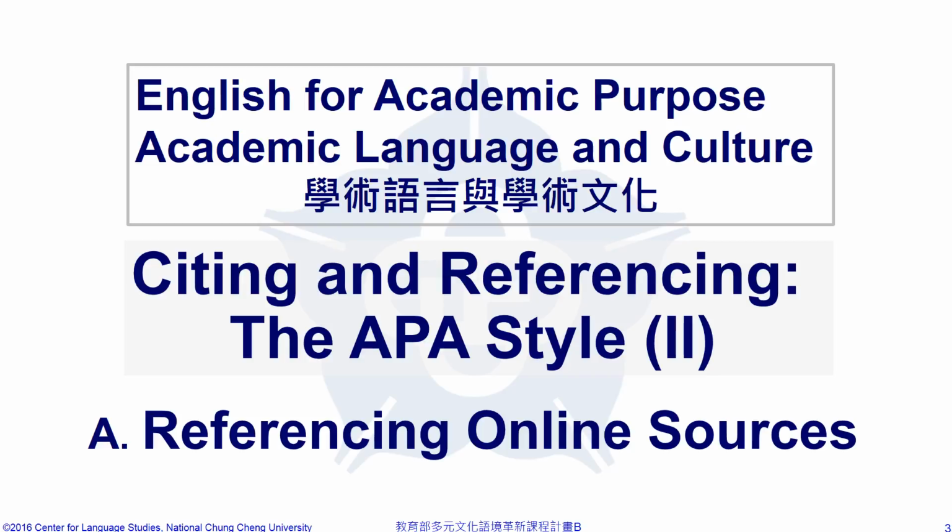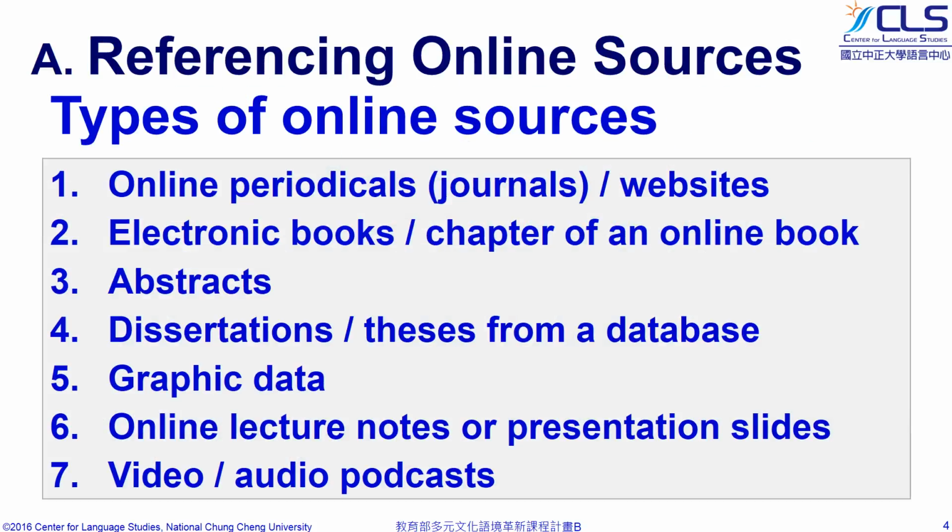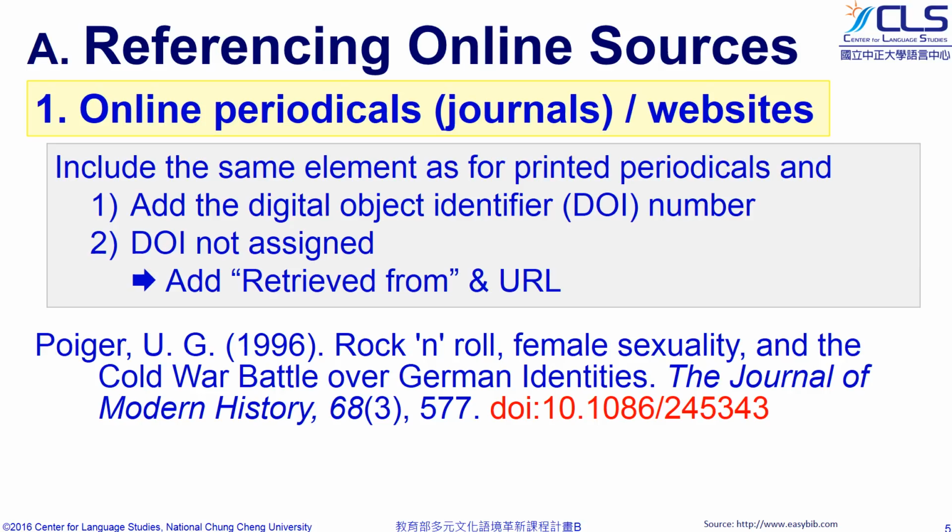Now let's begin with the APA rules for referencing online sources. These are common types of online sources in academic settings, such as online periodicals, electronic books, abstracts, and so on. Let's start with online periodicals and websites.